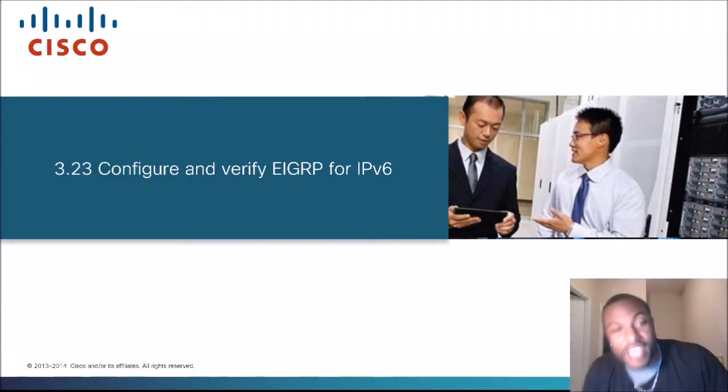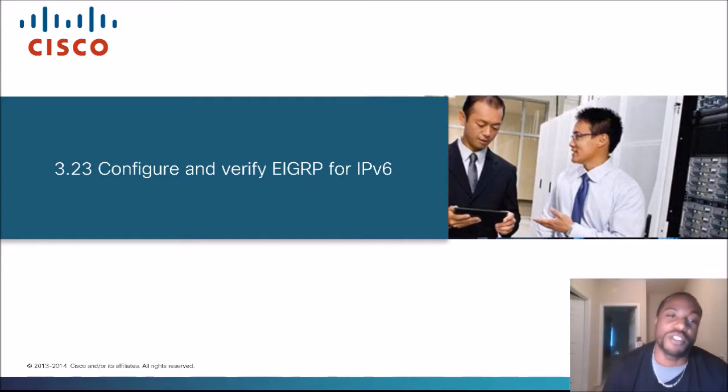And today's topic is Section 3.23, Configure and Verify EIGRP for IPv6. This is a topic in the CCNP ROUTE exam, code 300-101 version 2.0. They just updated the new CCNA exam. They got new versions of the CCNP exam. So make sure you are studying.